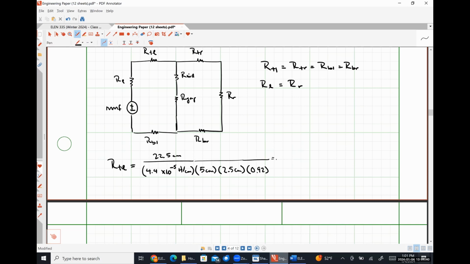So I'm going to throw that in my calculator. 22.5 divided by 4.4 times 10 to the minus 5 times 5 times 2.5 times 0.92. I got 4.447 times 10 to the positive 4 amp turns per Weber.